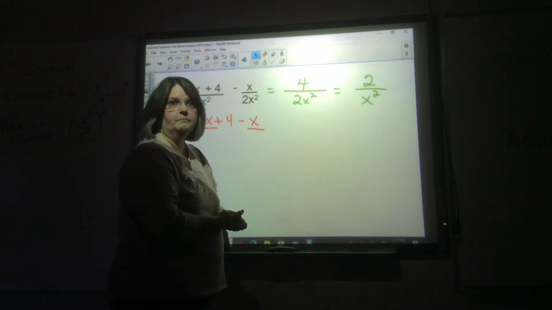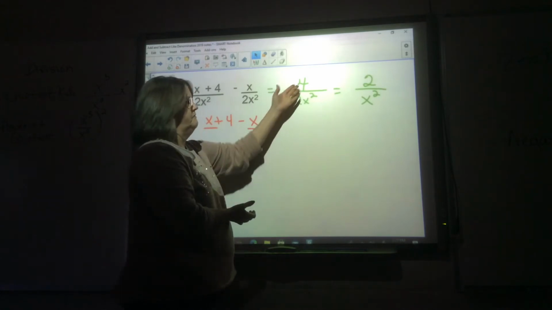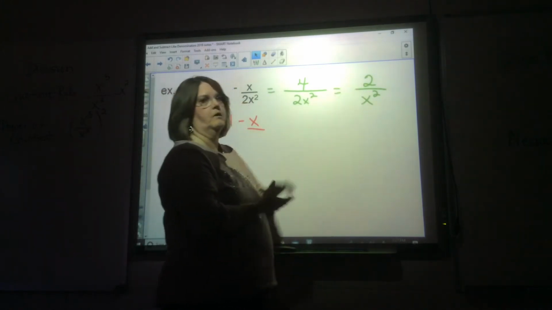Now, you must simplify all of your fractions. So I can take 2 into 4. 4 over 2 is 2, so I put 2 in my numerator and leave x squared in my denominator.